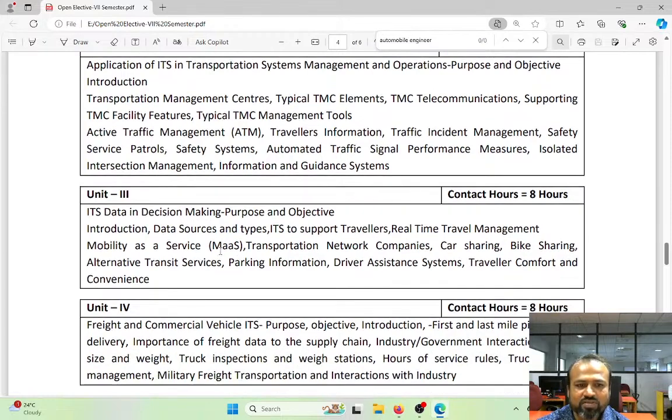In the third module we are going to talk about decision making and the purpose and objective of ITS. So here the data sources, the types, ITS support for travelers, real-time travel management, mobility, transportation network companies, car sharing, bike sharing, alternate transit systems and services, parking information, driver assistance systems. All these things will be discussed in module 3.